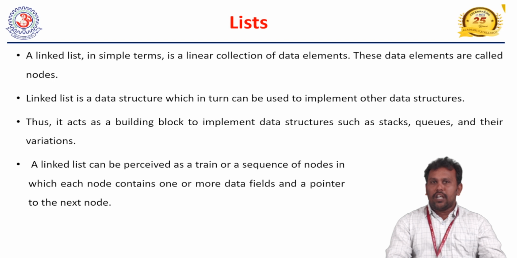A linked list can be perceived as a train, or a sequence of nodes. In a train, the engine is at the start, then a number of bogies, and the last bogie is marked with a cross symbol. It is the same as the linked list, which starts with the head, then the first node, second node, and the last node contains null. It means this is the last node of the linked list, and each node contains one or more data fields and a pointer, as we discussed previously.